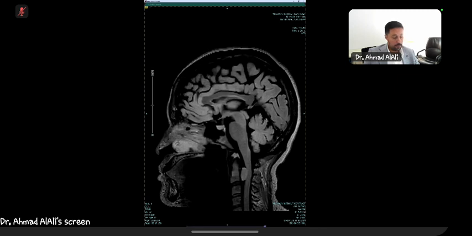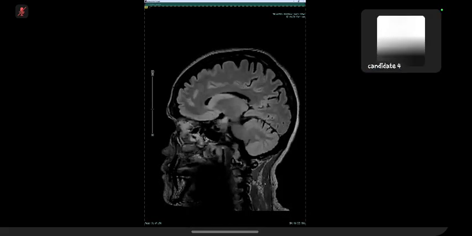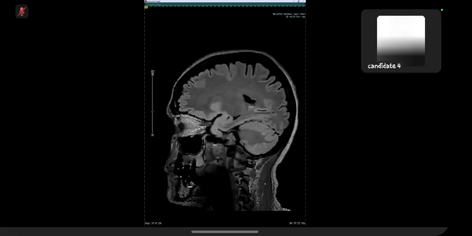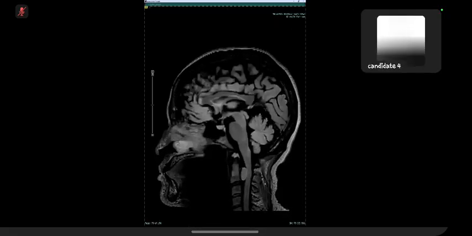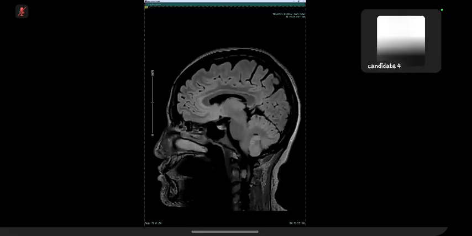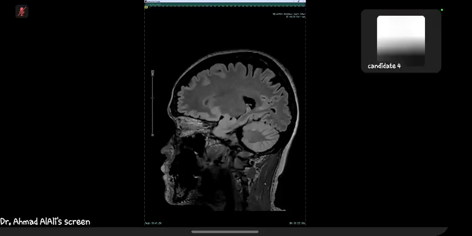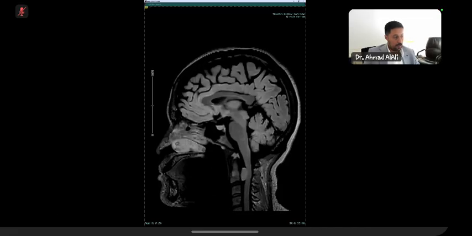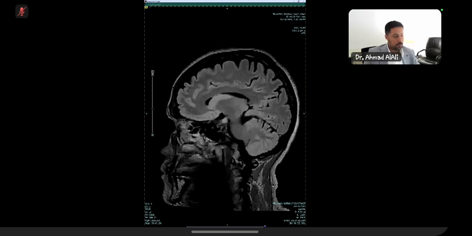So anything else that you'd like to do for this patient? On these provided images, the differentials would include a meningioma or a nerve sheath tumor. And yes, I would like to look at the entire neuroaxis to see for multiplicity of the lesions. What if there were multiple lesions? What would you think of?